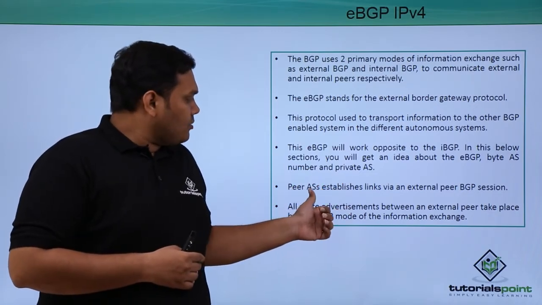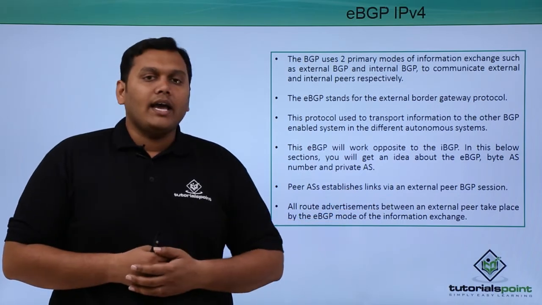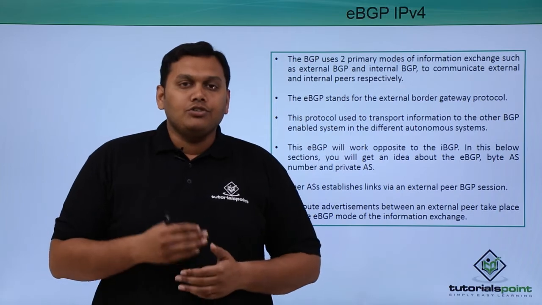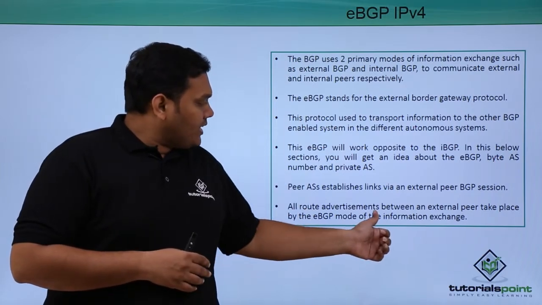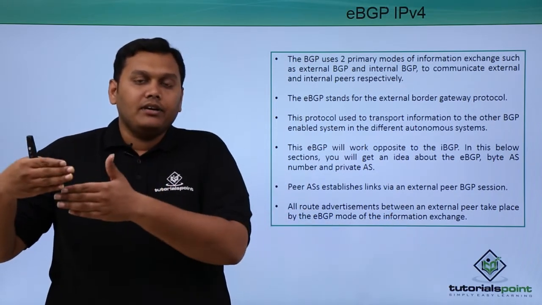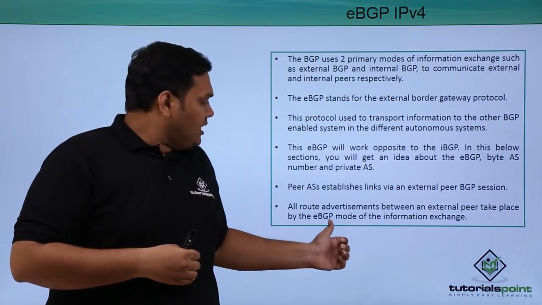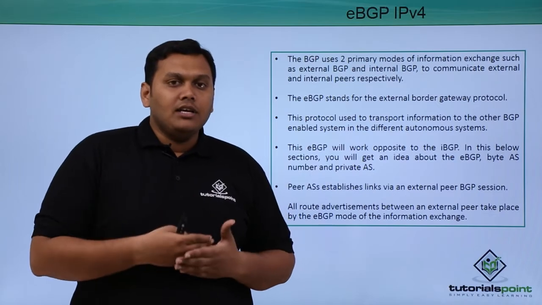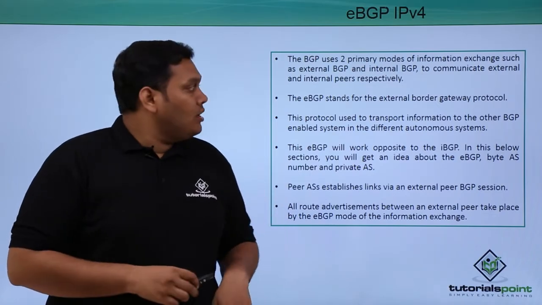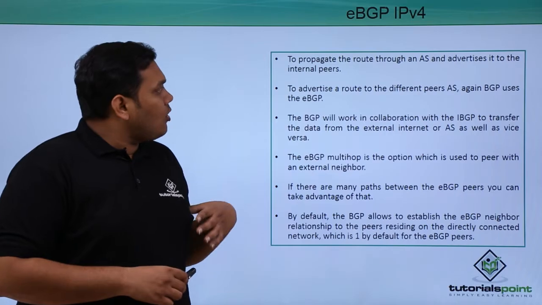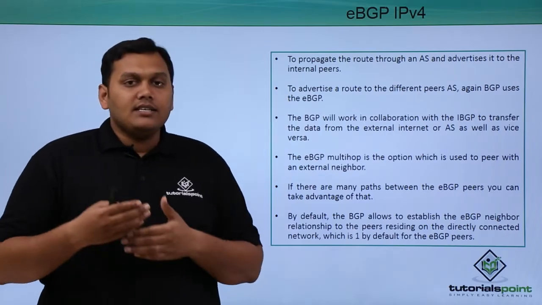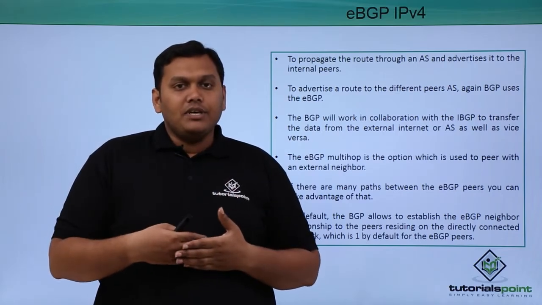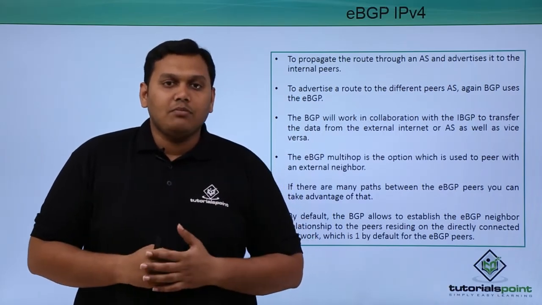Peer autonomous systems establish links via an external process called a peer BGP session. All route advertisements between external peers take place by the eBGP mode of information exchange, that means External Border Gateway Protocol. To propagate a route through an AS and advertise it to the internal peers, that means iBGP, which is opposite of eBGP.